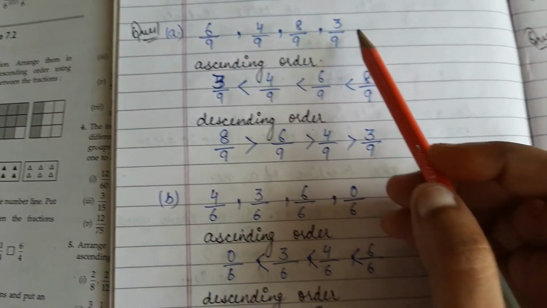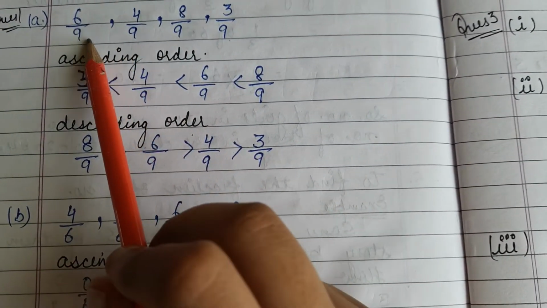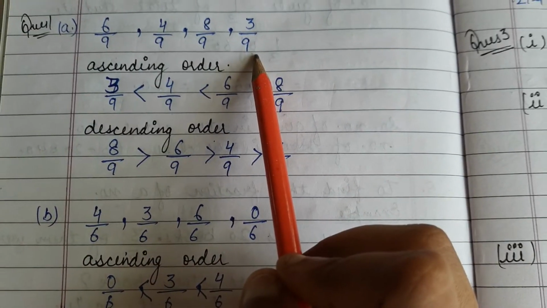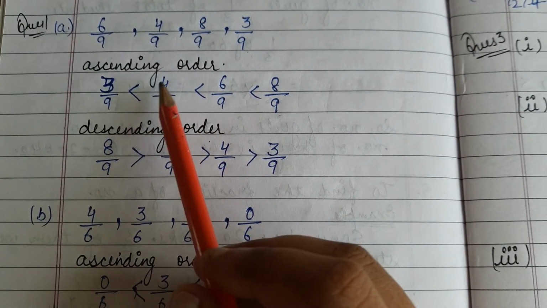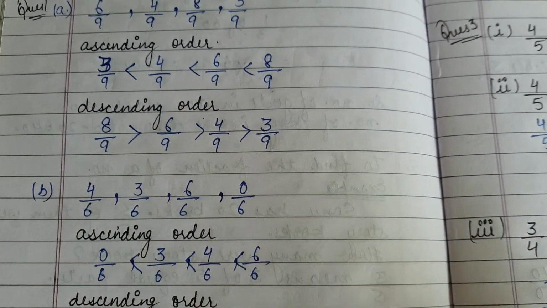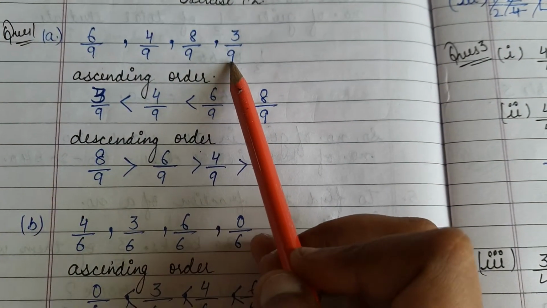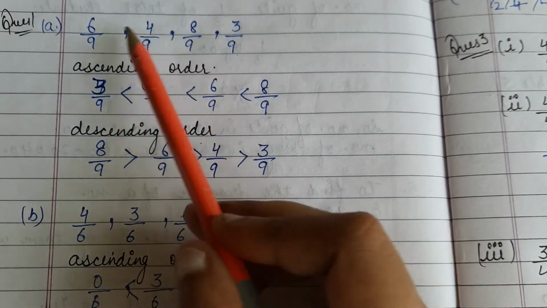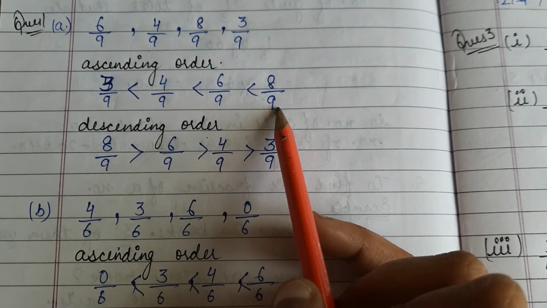Now I have to arrange them in ascending order. As the denominator is the same in all of these, we can directly put them in ascending order. And ascending order means it increases from smaller to greater, so that's why: 3 upon 9, then 4 upon 9, and then 6 upon 9 and 8 upon 9. So here is the ascending order.